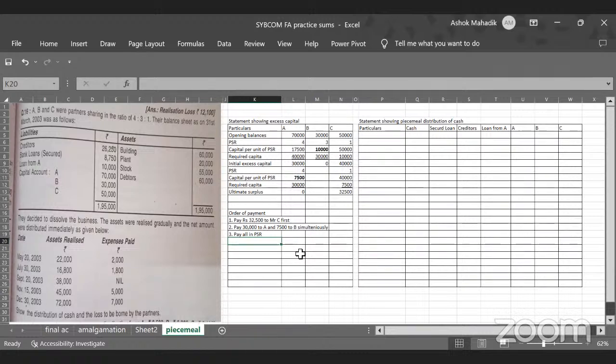Now we'll go to the statement showing piecemeal distribution of cash. I have already made the columns. So first thing you will do is put opening balances. Do you have cash balance? Building, plant, stock, debtors. It's not there, so put 0. Secured loan. How much secured loan we have? 8,750. Creditors 26,250. Loan from A 10,000. Partners' capitals. A 70,000, B 30,000 and C 50,000.